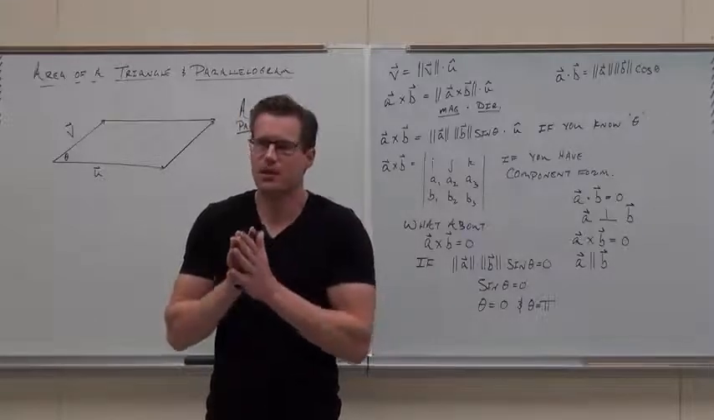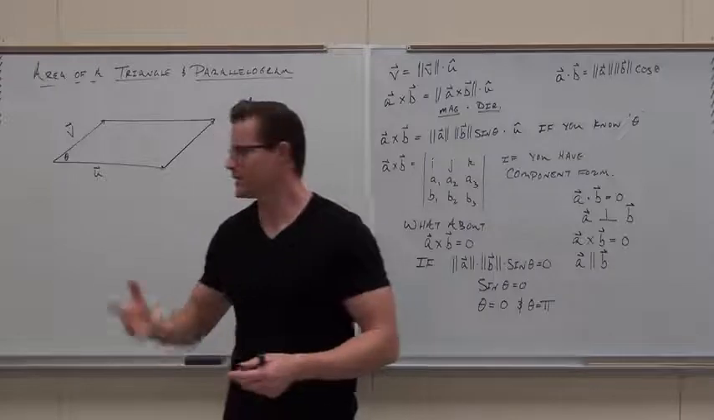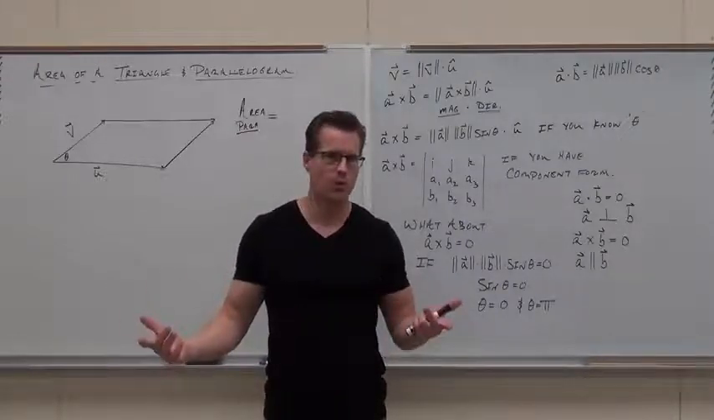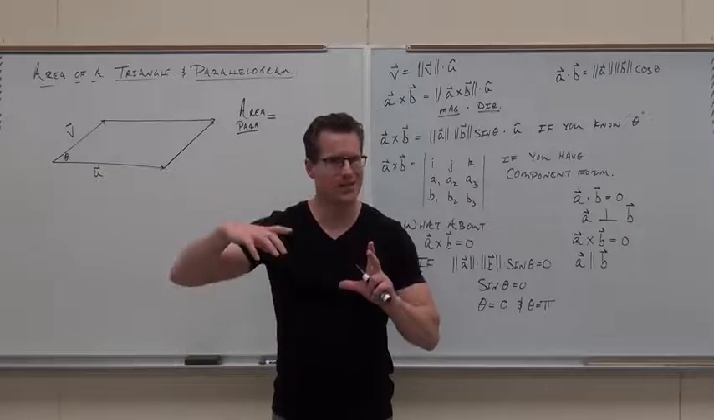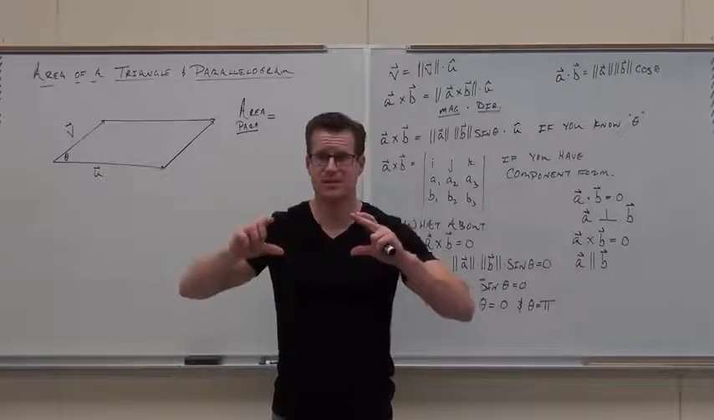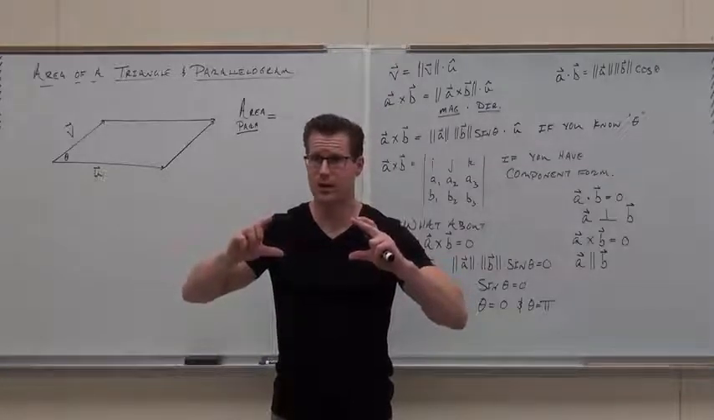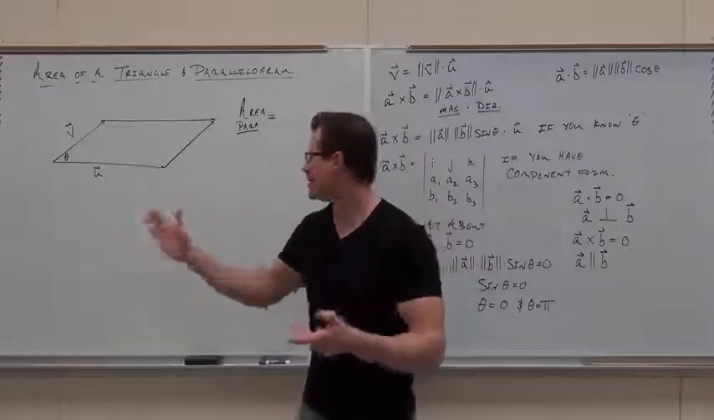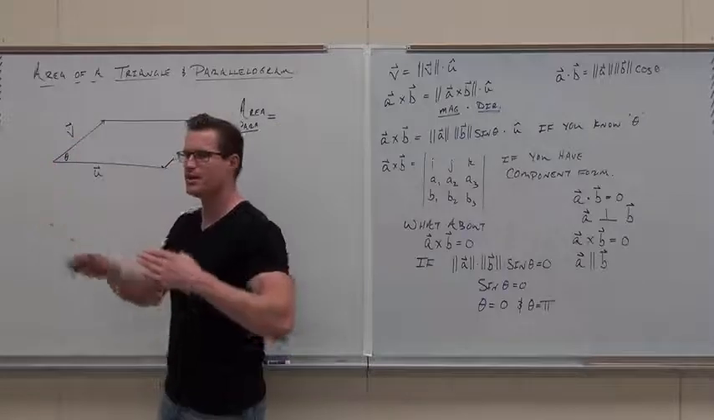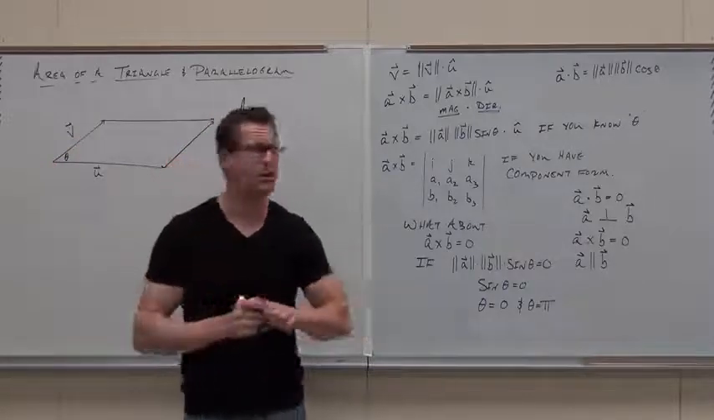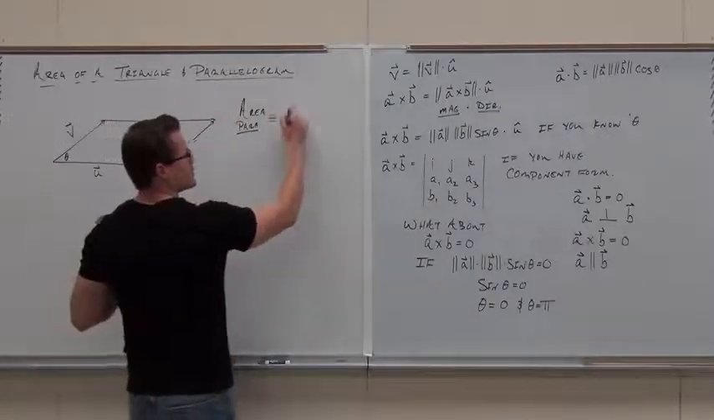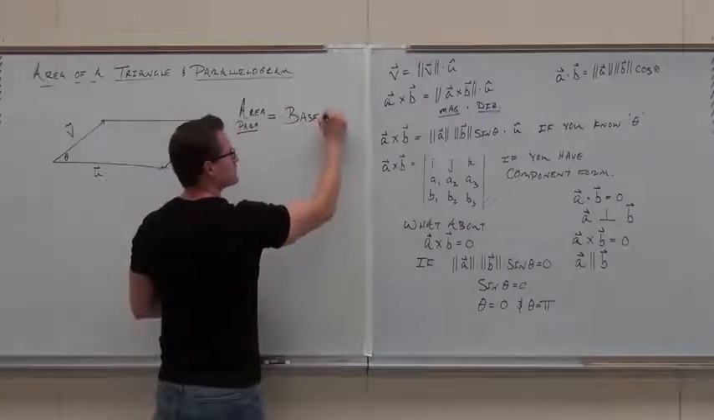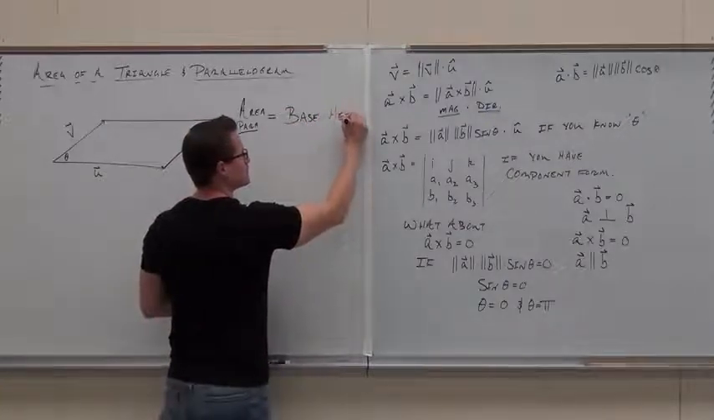Okay, so let's talk about area of a parallelogram. Very geometric idea. In fact, we know what the area of a rectangle is, and a parallelogram has the same exact formula for the area. It's simply base times height. It's just the height that's funny, because this is no longer the height. This is like a diagonal. So area of a parallelogram is still base times height.